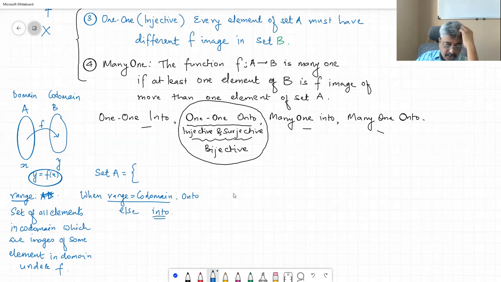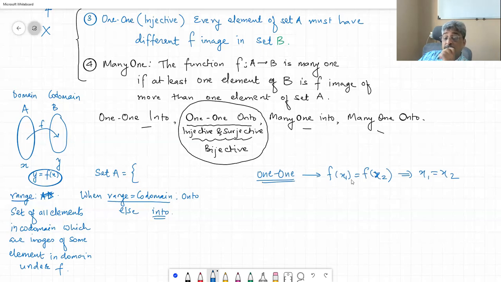Okay, and if it is injective or one one, then if f of x1 equals f of x2, it implies x1 equals x2. That is the meaning of one one. If the image of x1 and x2 is the same, then x1 and x2 themselves are the same. That is one way of algebraically handling a one one function.